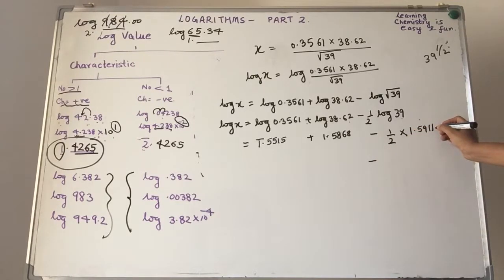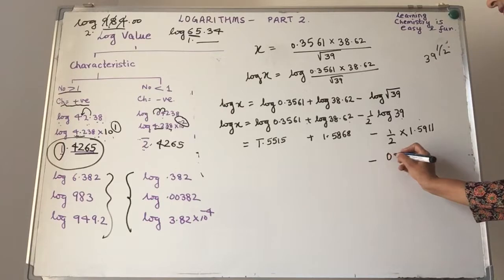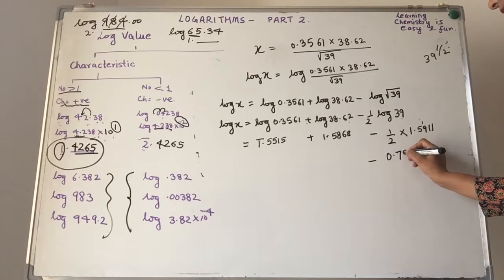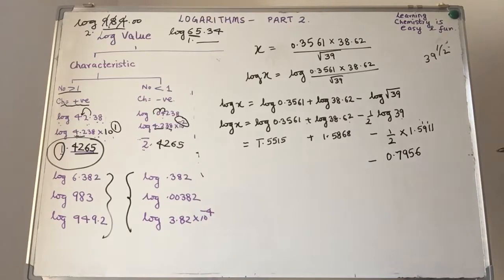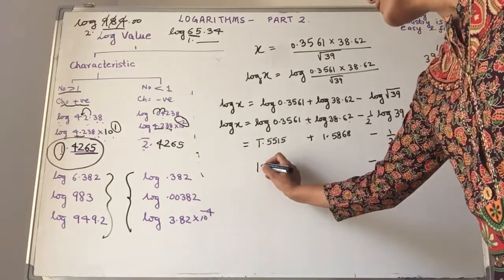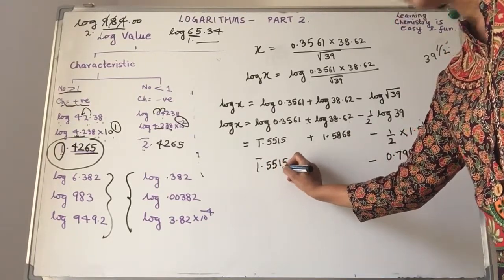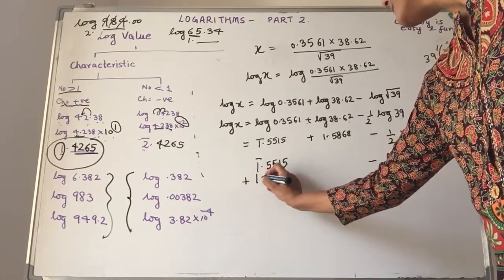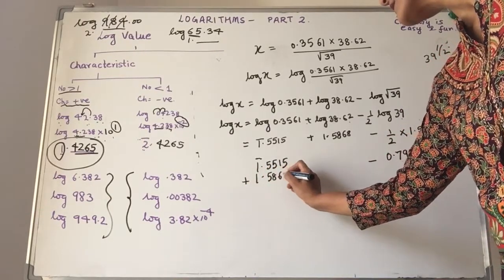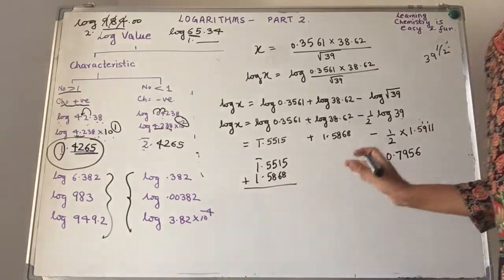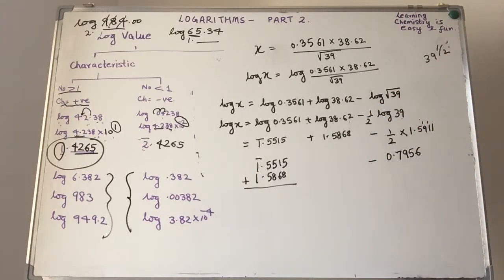Half of 1.5911. This is your normal mathematics. Don't worry about it. 2 times 7 is 14, 2 times 9 is 18, 2 times 5, 2 times 5, and this becomes a recurring decimal, so I write it as 0.7956 rounded off. 1 bar 0.5515 plus 1.5868. Just use normal mathematics over here.